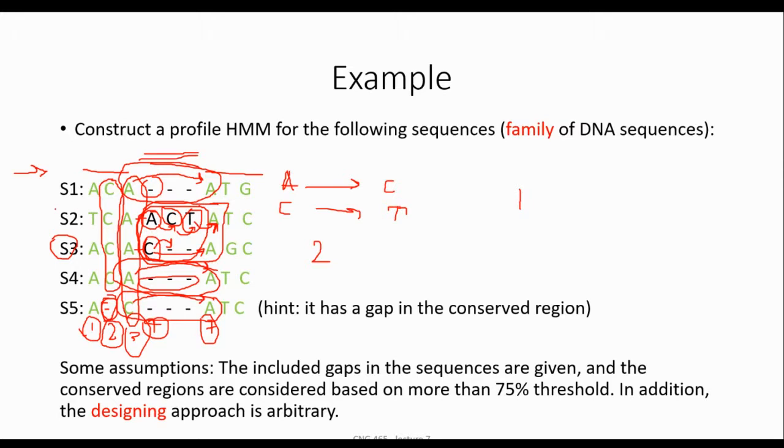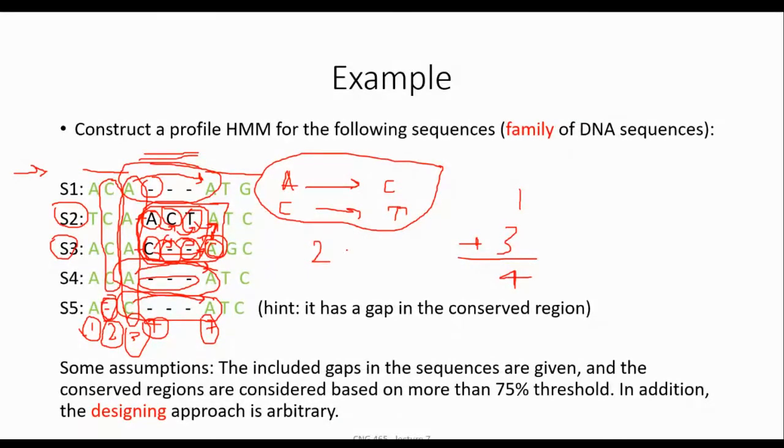If there is a letter, like in the second string, then we consider it as insert states. But when we have a gap, we move on to the next one and next one until we find the letter. This letter is actually inside the conserved region. So how many cases? We should count all the possibilities. 1, 2, 3. In 3 cases, I had no problem, and I could move on to the next region.